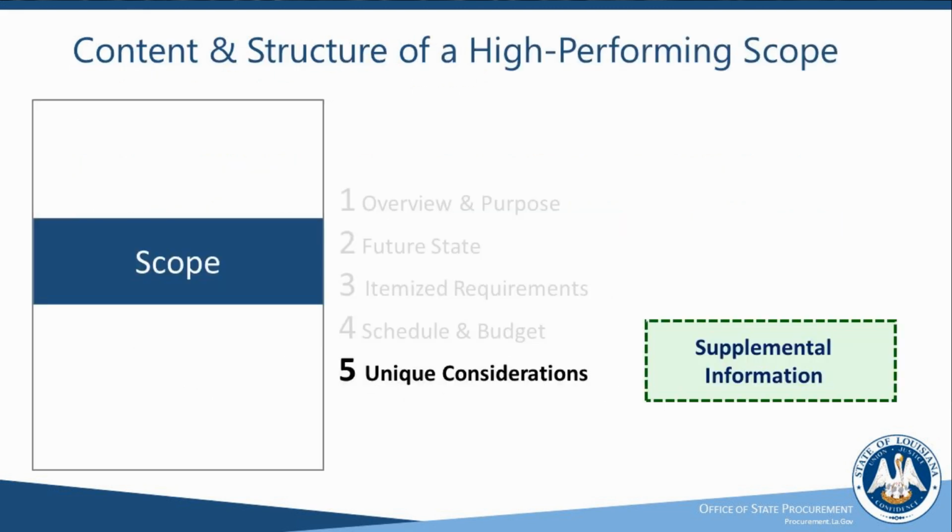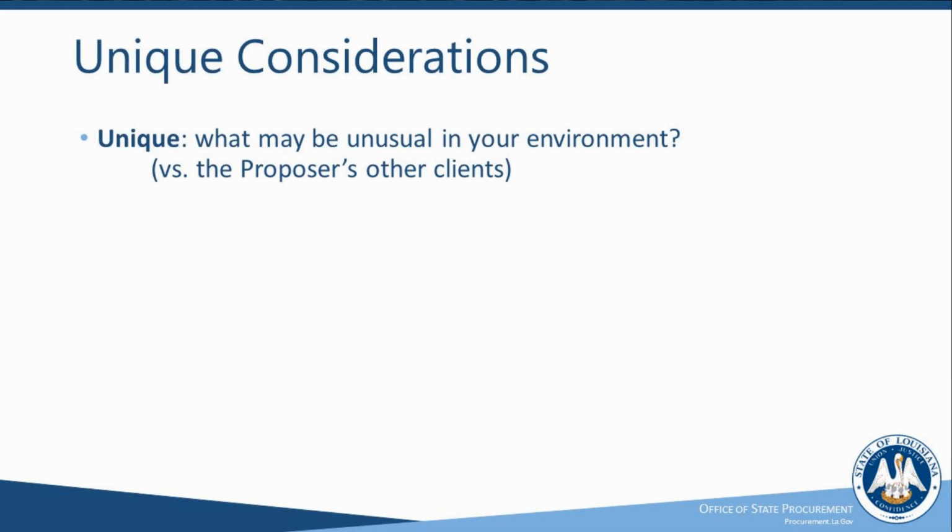And then number 5 of our scope, unique considerations. This is going to be things that are different or unusual about us as a client compared to other typical clients that these proposers may see. So what might be unusual about our environment that we want to call attention to? Make sure these things are not missed in the proposals. You don't want things to be overlooked.